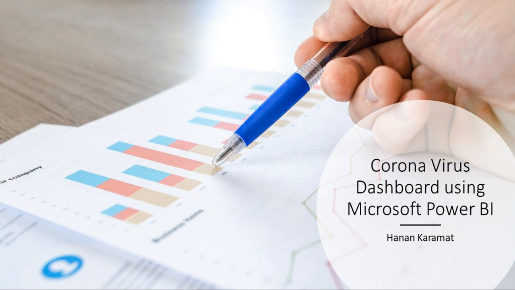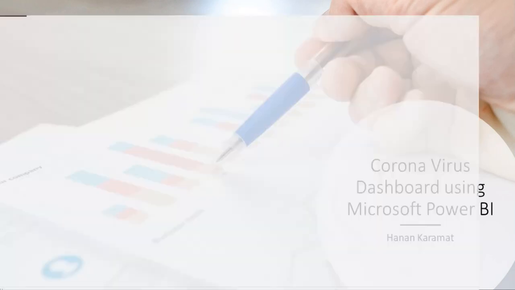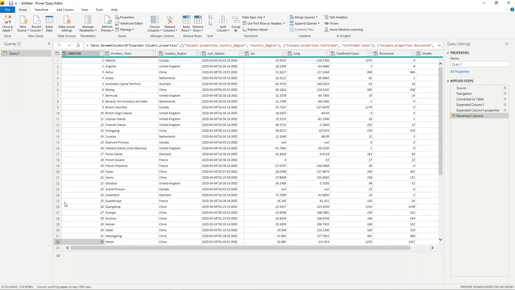Welcome back to our series on building a dashboard for coronavirus using Microsoft Power BI. In our last video, we imported the Johns Hopkins dataset into Power BI. In case you missed out, you can always go back and watch our videos. Now that we're done with renaming the columns, we'll begin transforming the data into their correct formats.